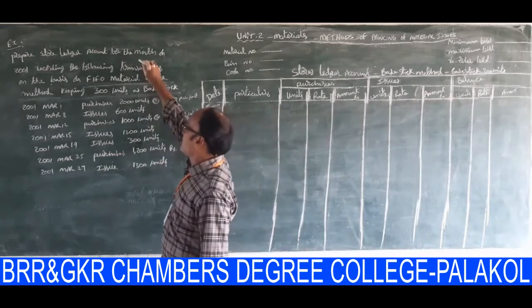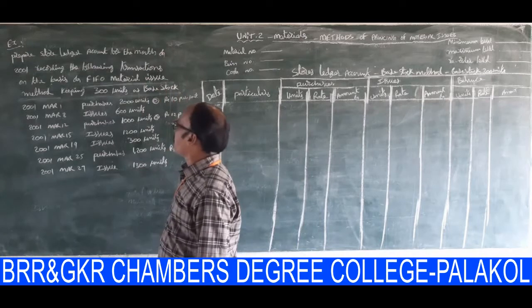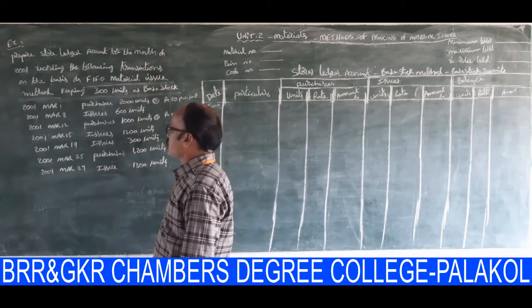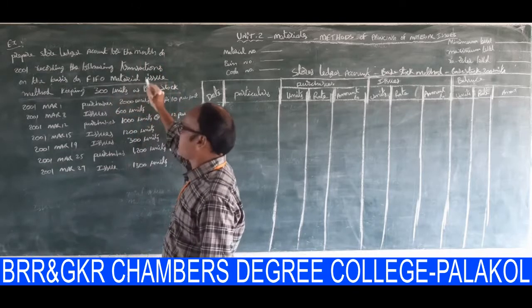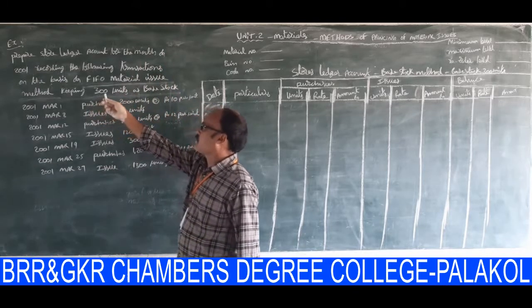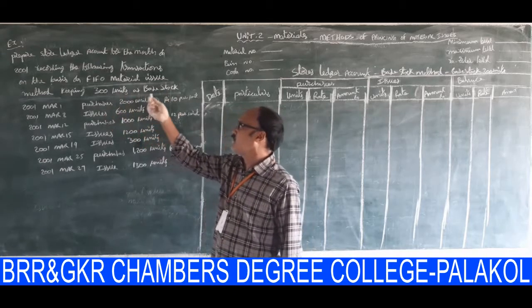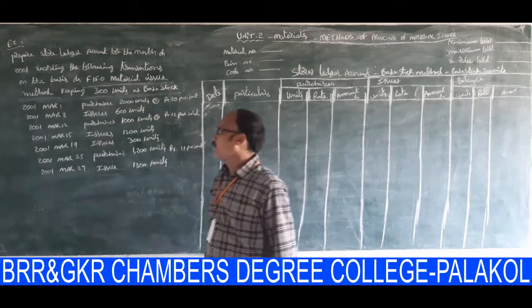Prepare Stores Ledger account for the month of March 2001, recording the following transactions on the basis of FIFO material issue method, keeping 300 units as base stock.